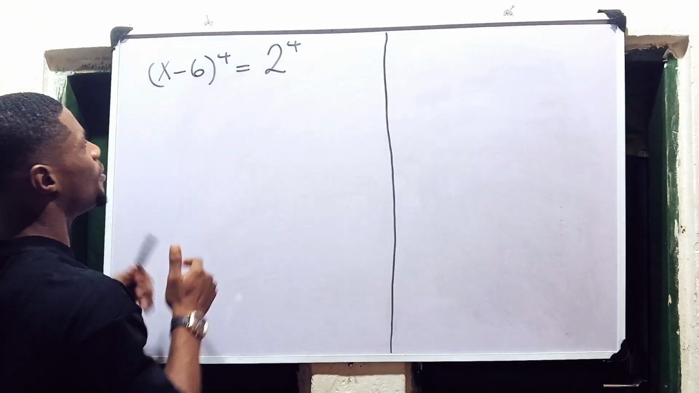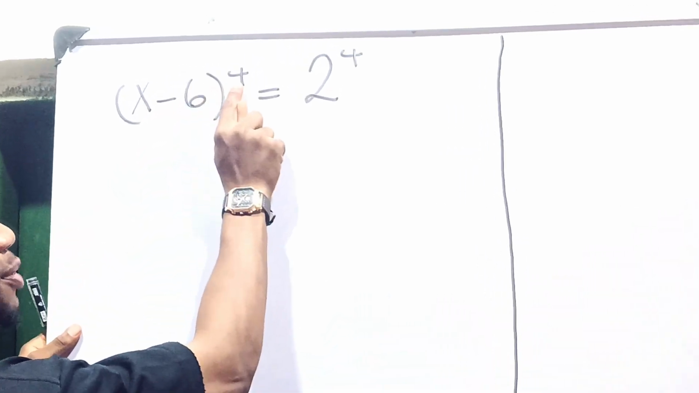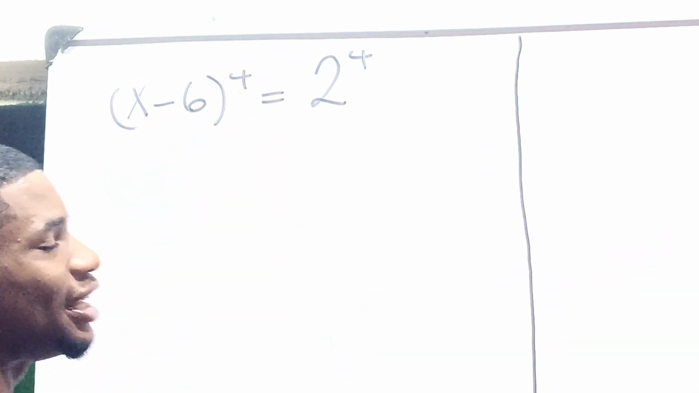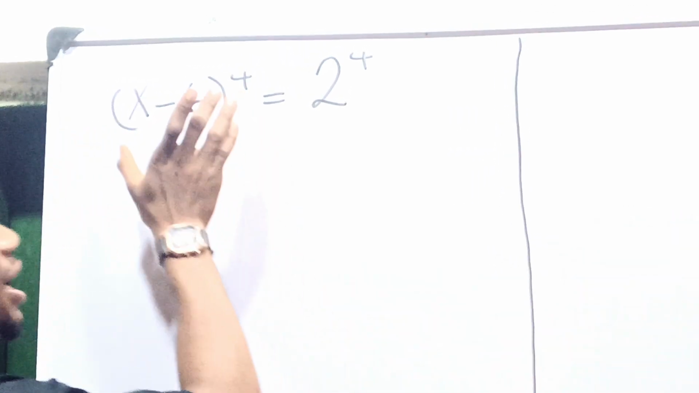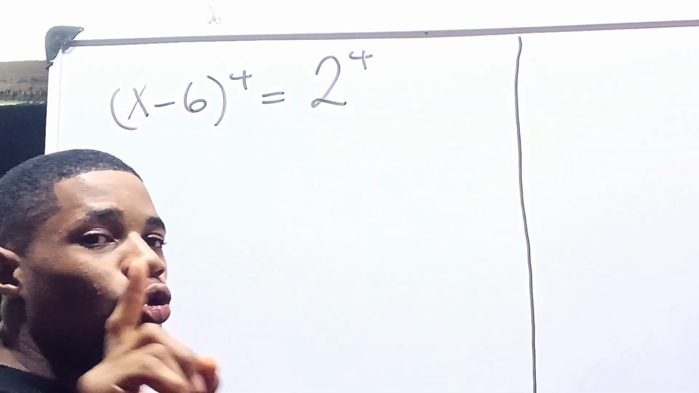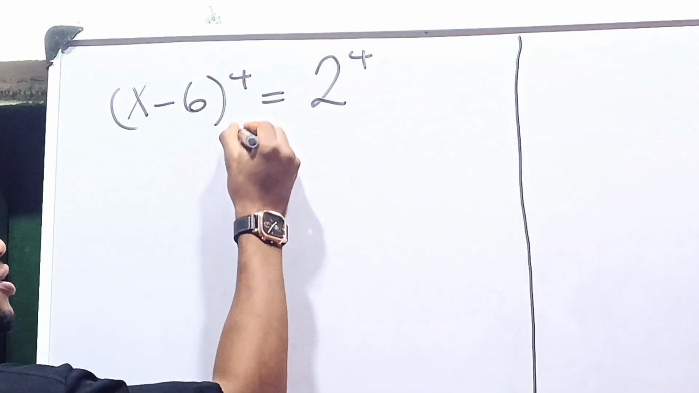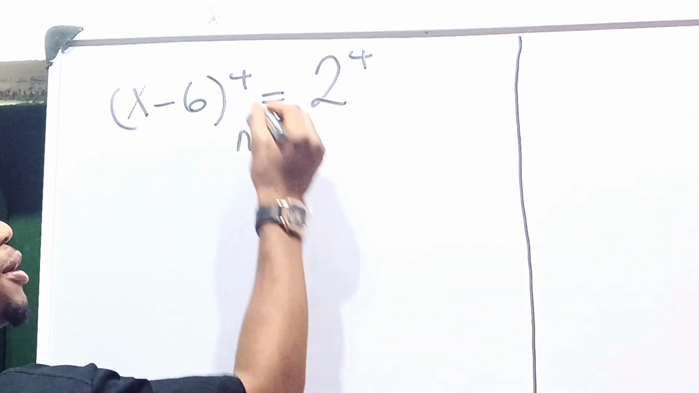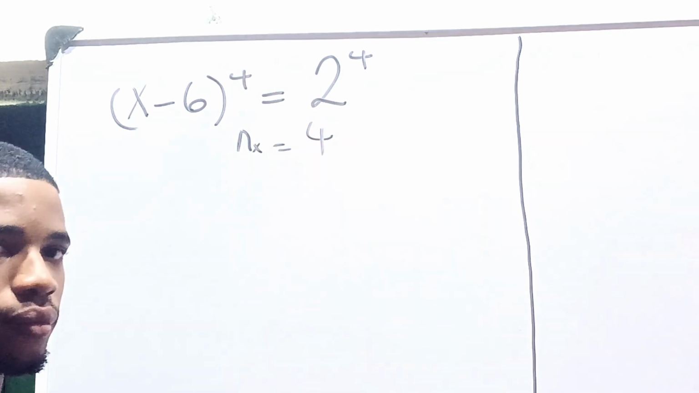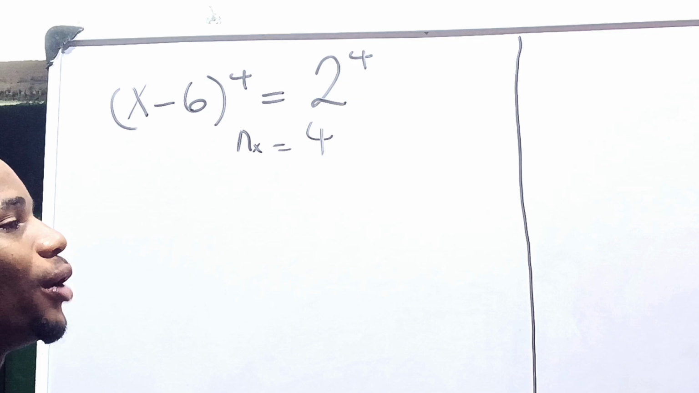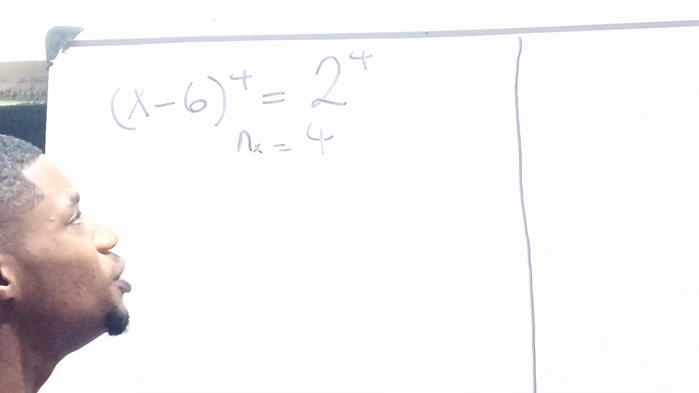Now, recall that from here, if you expand this, the highest power of x will be 4, okay? And there's a rule of polynomials that says the number of answers for x will be equal to the highest power of x, which is 4. So knowing that now, we are right to find 4 answers. But how do we do this?